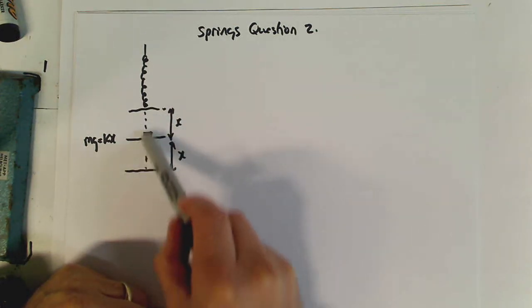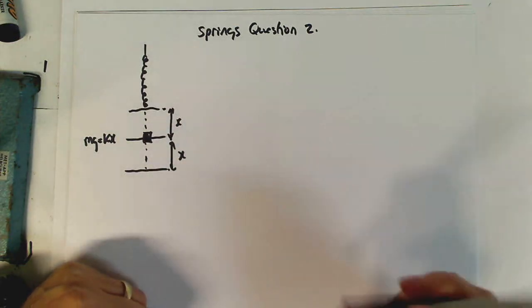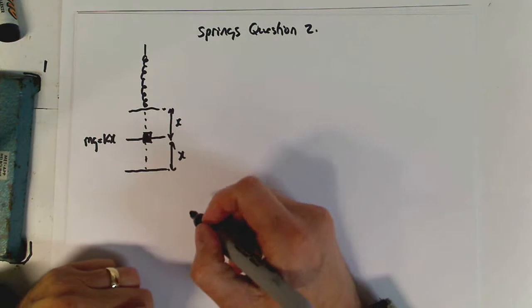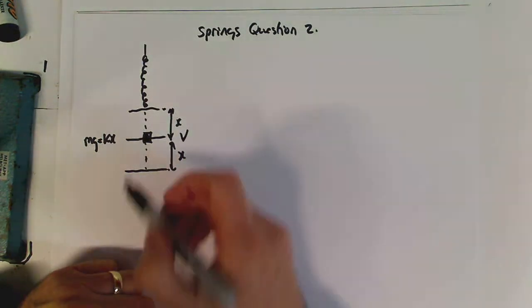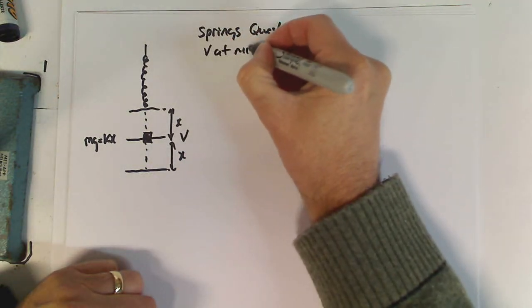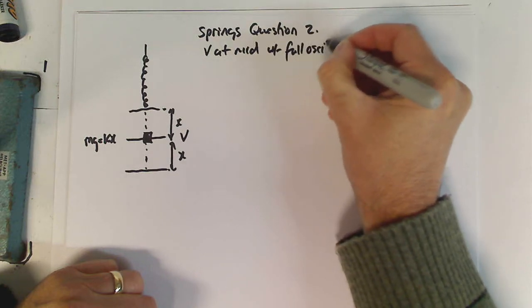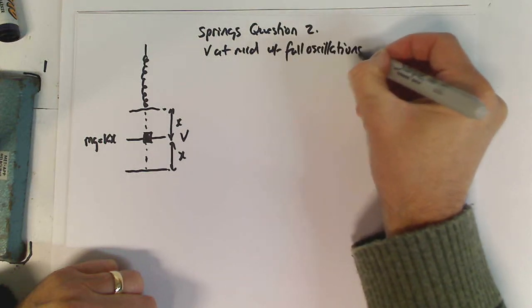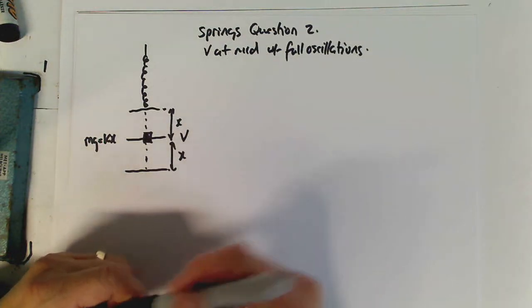And I think we showed the forces there in the spring forces video. If you haven't seen it, you can go and have a look. So what I'm asking you for, though, is the velocity at that midpoint if it's doing full oscillations. So velocity at midpoint with full oscillations. And I want that in terms of g and x.